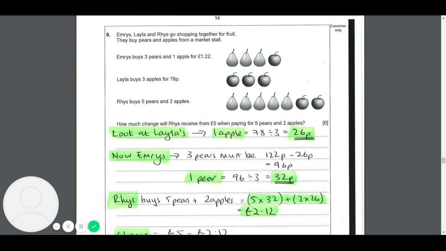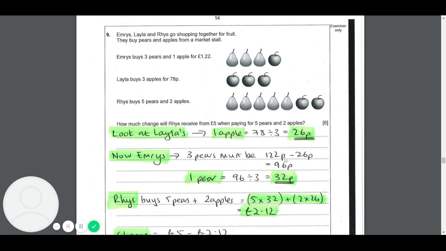Okay, so we've got Emrys, Layla, and Reese go shopping for fruit, and then we've got what everybody buys. And we've got to figure out how much change will Reese receive from £5 when paying for 5 apples and 2 pears. So we have got to figure out how much everything costs here, because we don't have what his bill is. Layla, all she buys is apples, 3 of them 78 pence. So that means they're 26 pence each, divided by 3. So that apple there is 26 pence. If you take that off his bill, then he's left with 96 pence for 3 pears. And 96 pence for 3 pears means each pear is 32 pence.